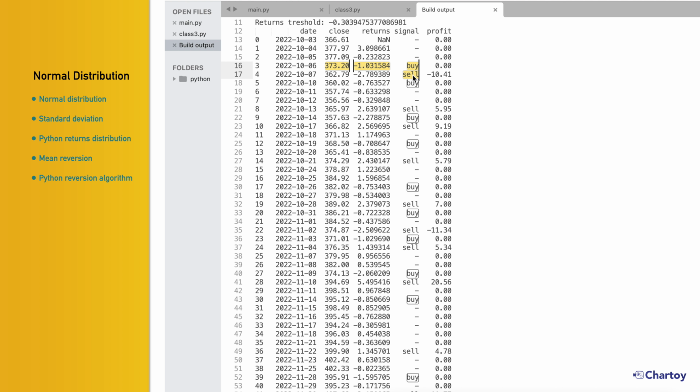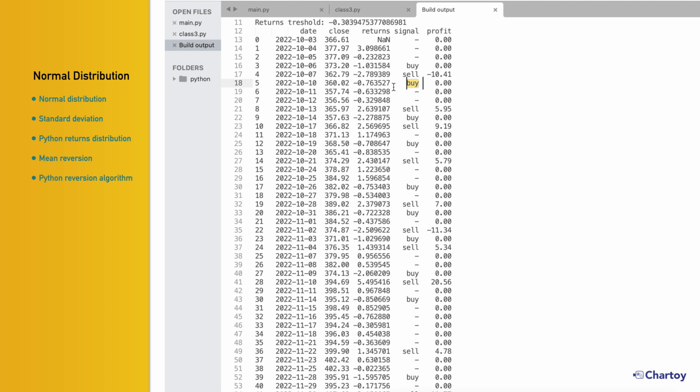So let's see where we sell. So we sell it right here after, and when we sell, the price is 362.79, which means there was a big loss. There was a big loss, and our algorithm says if there is 2% loss, sell. So here you can see we lost $10. Let's look at the next deal.